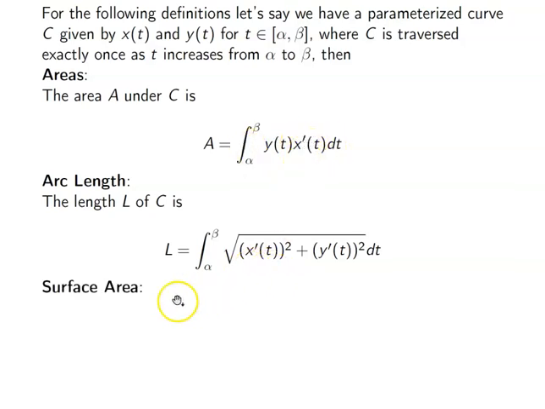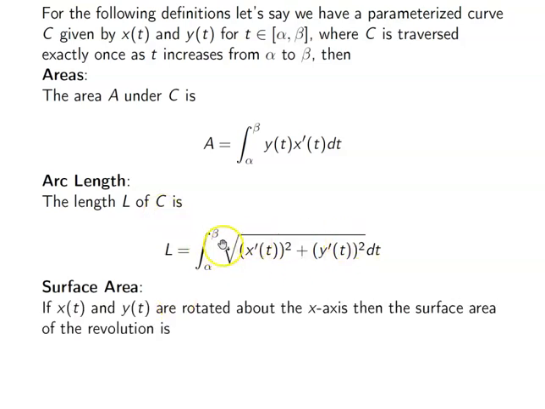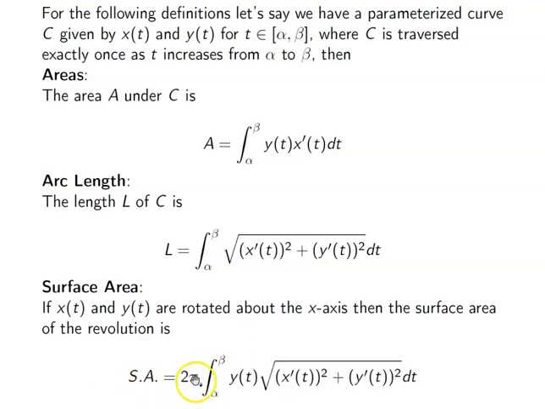Okay, surface area we know has the length formula in it, so this is going to show up again. So if x of t and y of t are rotated about the x-axis, then the surface area of that revolution is given by 2 pi times the integral from alpha to beta, that y function, and then the length of that curve, okay? Which is really just piece for piece the same thing as our standard surface area integral, right? It was 2 pi y times the length. So this should be pretty obvious once you know what the arc length formula is, okay?